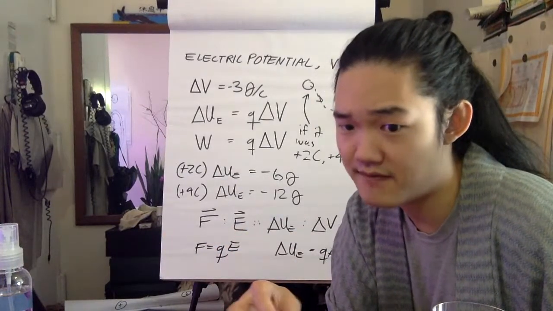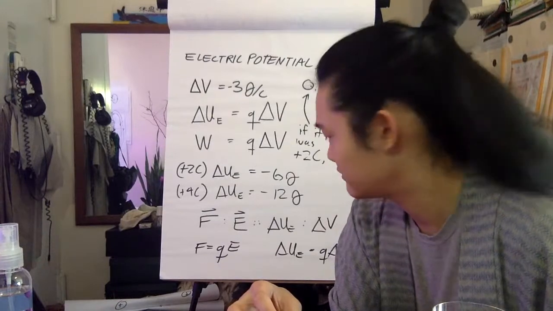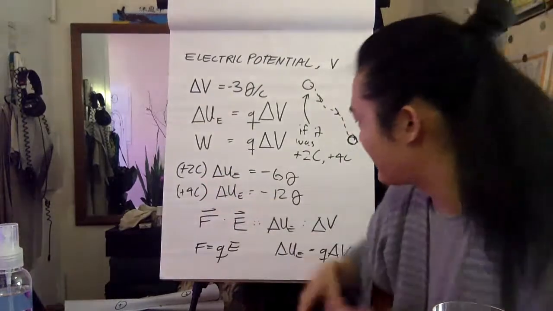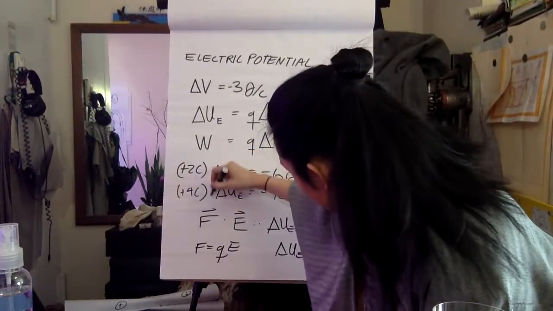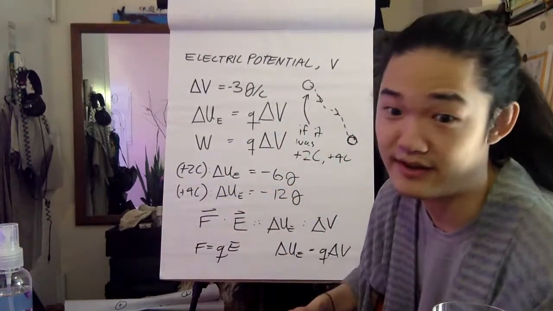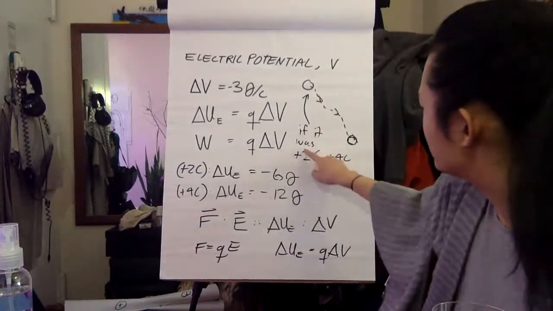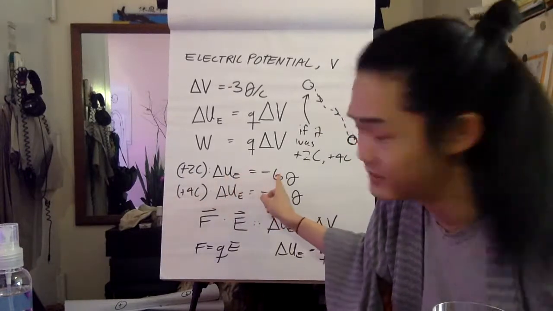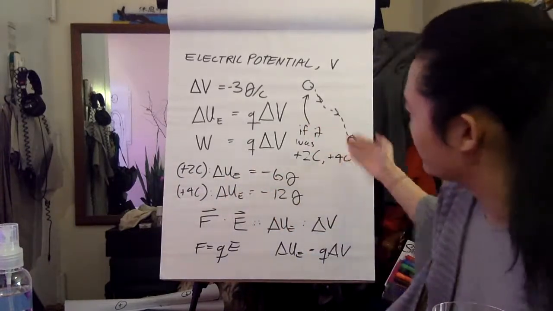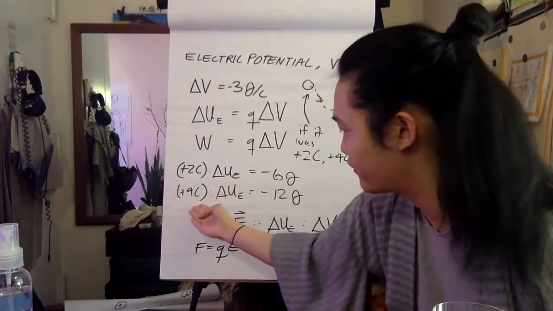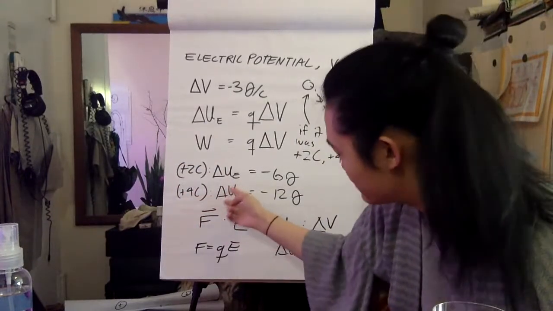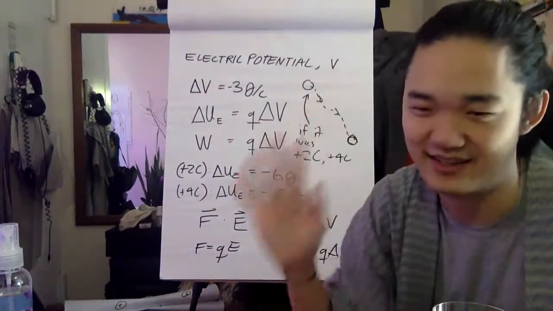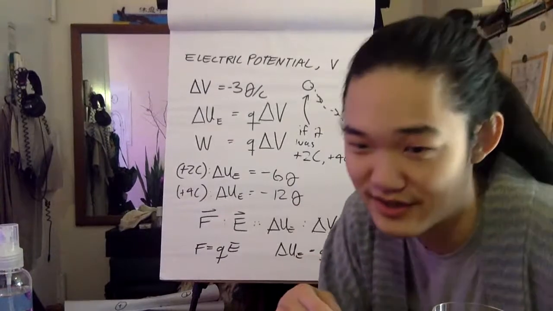You wrote at the bottom half of the page. Oh, that's not multiplication, all right? Thank you for clarifying that, Ethan. Right? So I'm saying if it was 2 coulombs, what's my change in potential energy? 6 joules. If it was 4 coulombs, then my change in potential energy is -12 joules. Yeah. Okay, excellent, Ethan. Thank you so much.